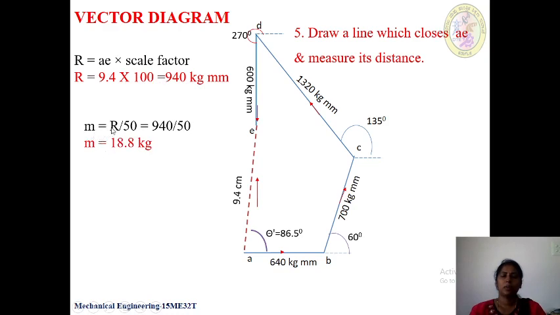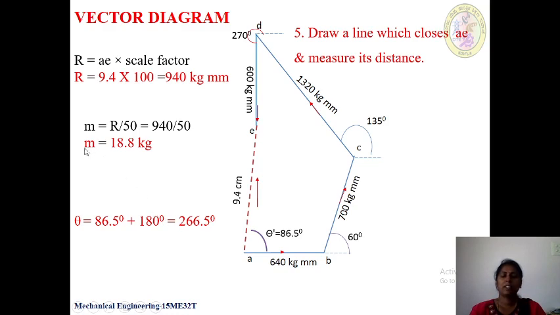Therefore m is equal to capital R by small r, that is, 940 divided by 50 mm. Therefore m is equal to 18.8 kg. Our balancing mass m is 18.8 kg. Theta, the angle of balancing mass, is equal to 86.5 degrees, that is our theta dash, plus 180 degrees, that is equal to 266.5 degrees.